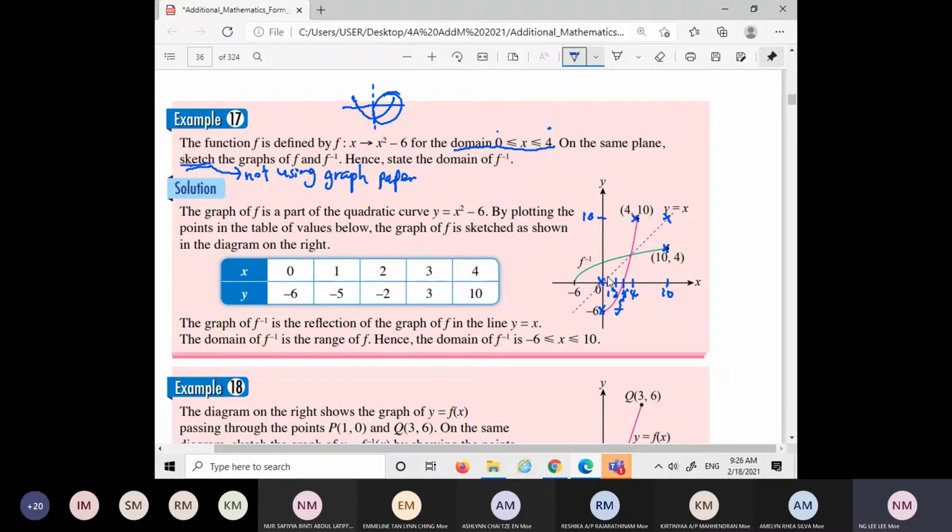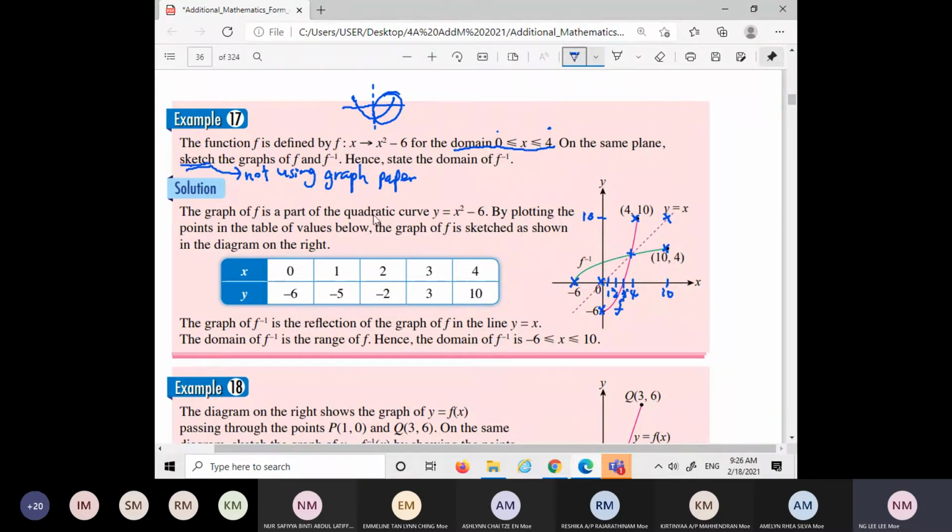And then here, (0, -6) will become (-6, 0). A few points that you know, you plot first, and then one more point, it must overlap here. Then you can use freehand to join. So this is how you sketch the inverse functions.